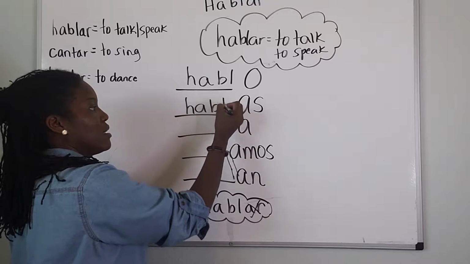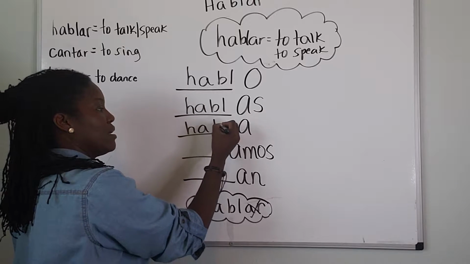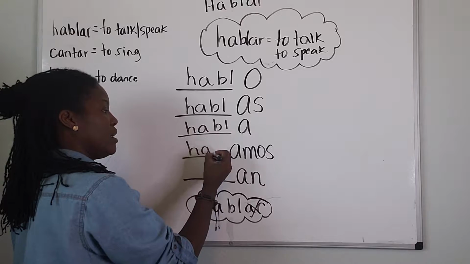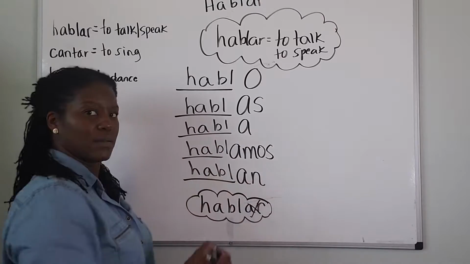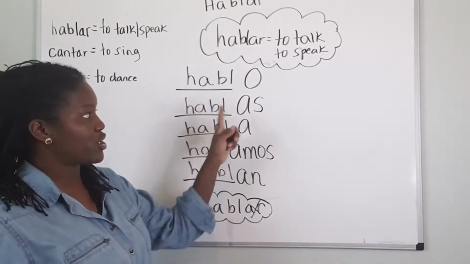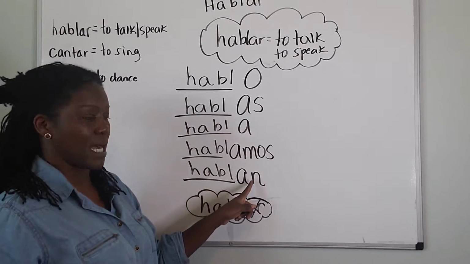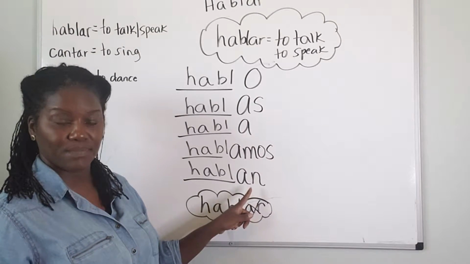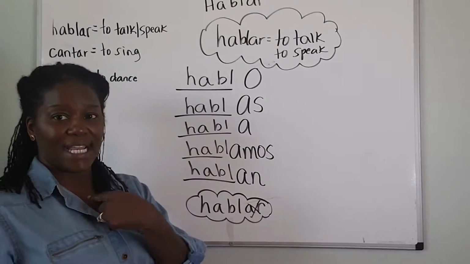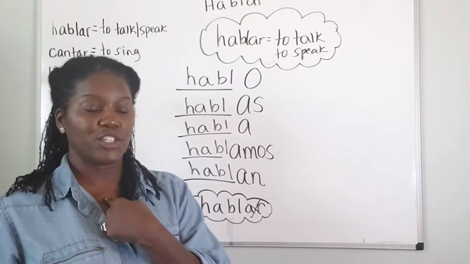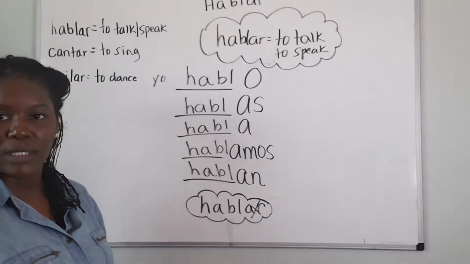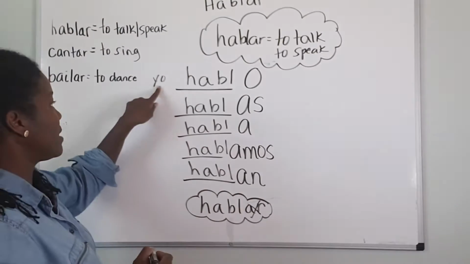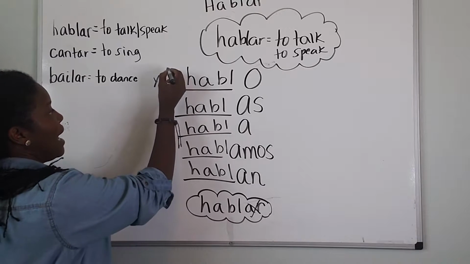here, here, here, here, and here. Next to the o, as, a, amos, an, because those are our endings. Now, if you want to say I speak Spanish, it's yo hablo español, because yo means I.